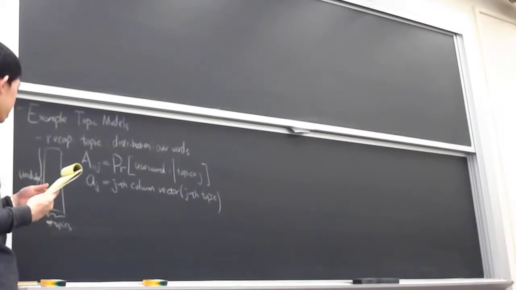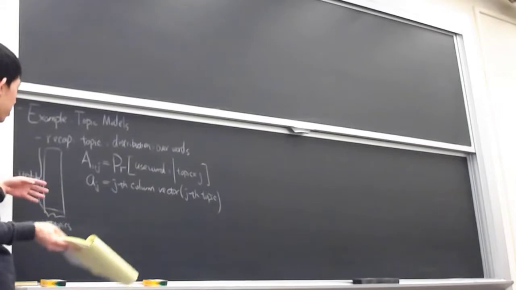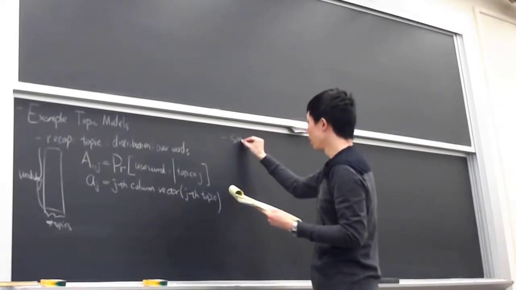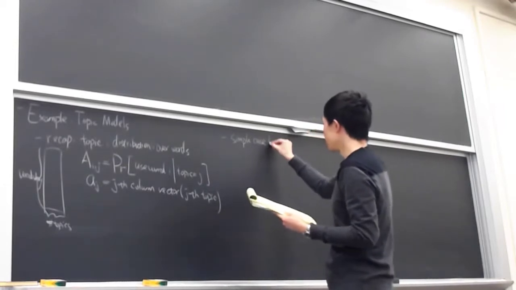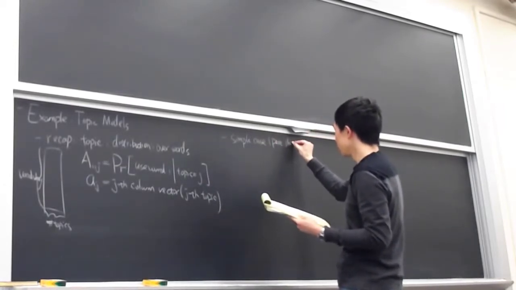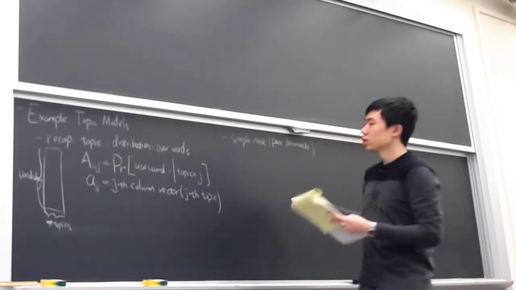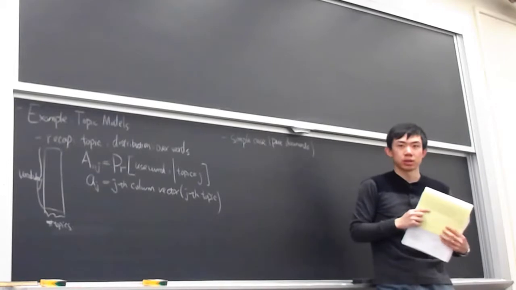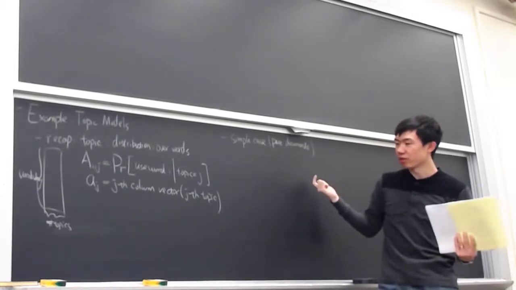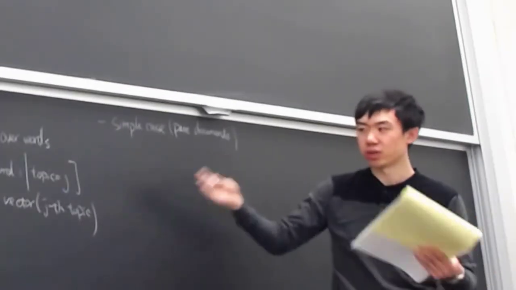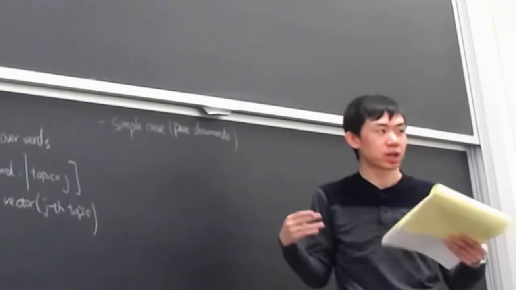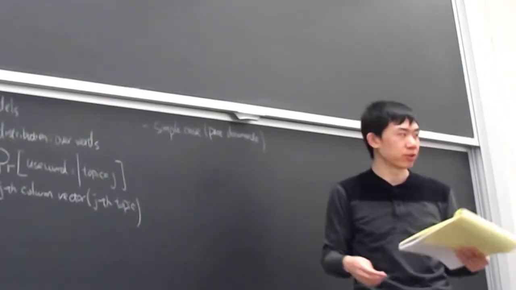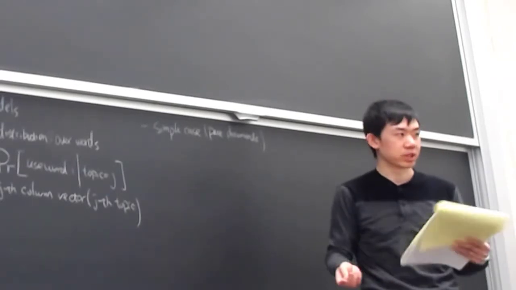Given these topics, the way we generate a document is, let's look at the simplest case, which is the case of pure documents. In this very simple case, we assume every document can only be talking about one particular topic. For each document, we first choose the topic this document is going to talk about. Then we know the distribution of the words that we will use. We sample a few times from that distribution, and those are the words for this document.